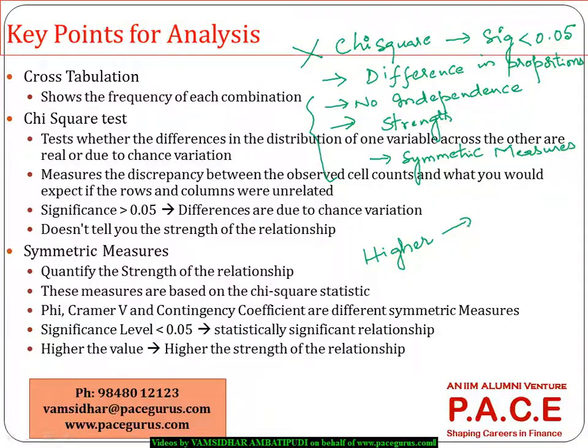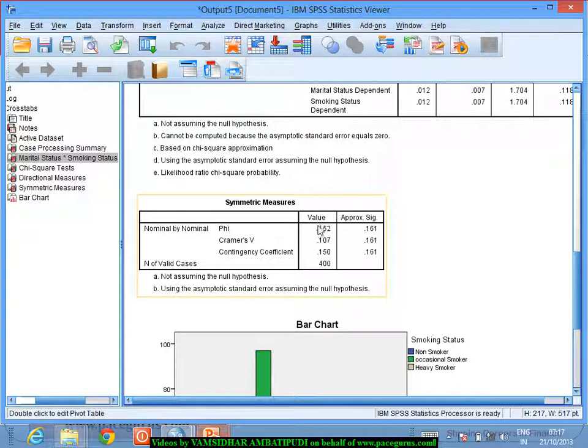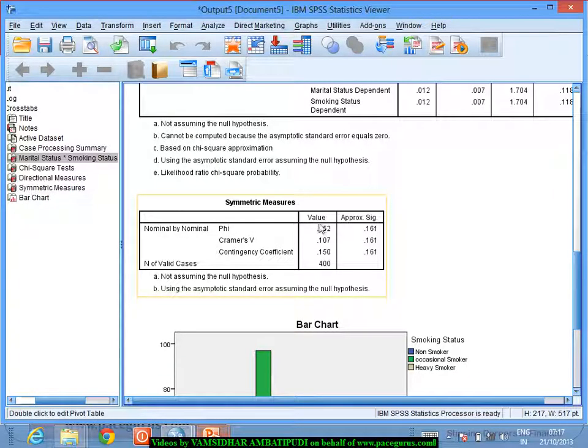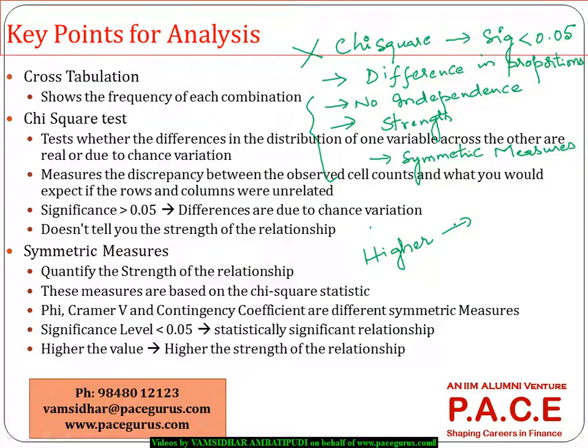Higher the values, there are again different ways of calculating the strength. The higher the value, this is because this is a symmetric measure, it will be uniform on both the variables. The higher the values, the higher is the strength of the relationship. Probably anything like 0.5 and more. For these values, 50% and more is an indicator of the strength of the relationship between the two. The higher the values, the stronger is the relationship.